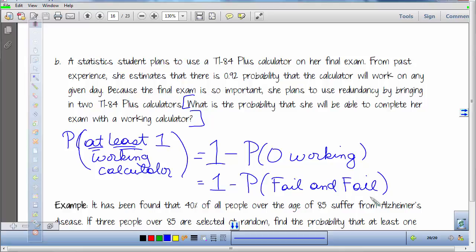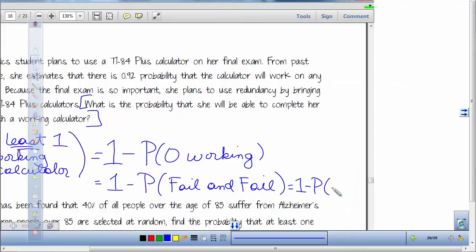So really, they need to be independent. If this is really a good plan for redundancy, then we need to have 2 calculators that are independent of one another. Okay, so we get 1 minus the probability of failure, and we're going to multiply that by the probability of failure. So it's going to be probability of failure squared. Or you could write it as probability of failure times the probability of failure.